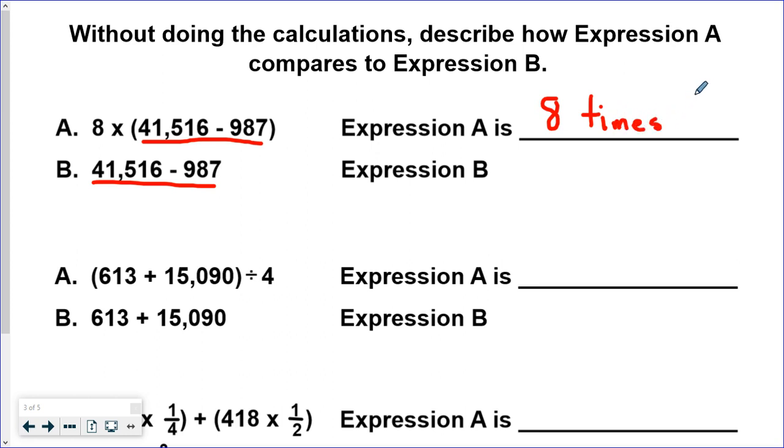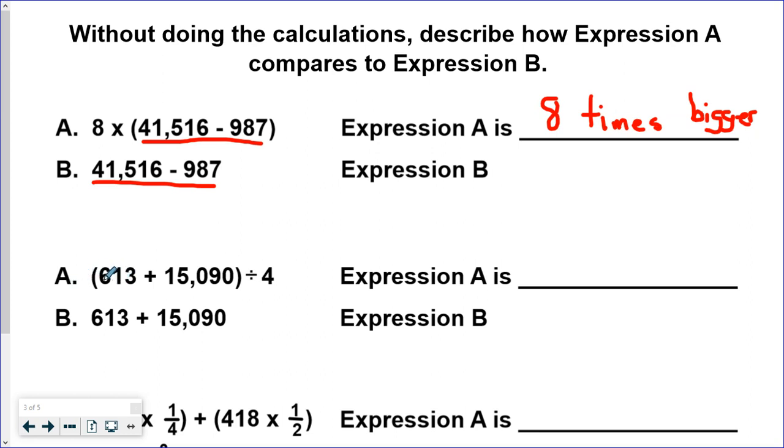So put 8 times, and then we're going to put bigger. Write that right out there. So I'm saying this expression A is 8 times bigger, or 8 times greater, however you want to say it. But expression A is 8 times bigger than B. And I know that because I'm multiplying that by 8.